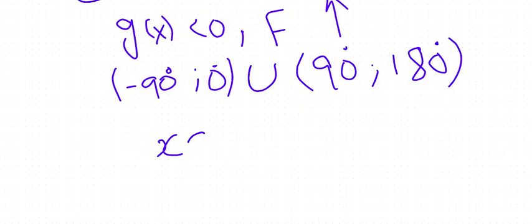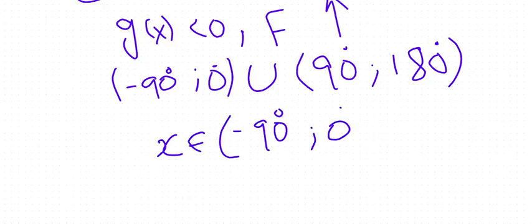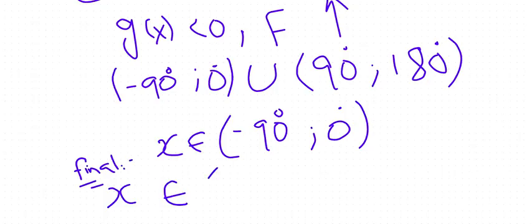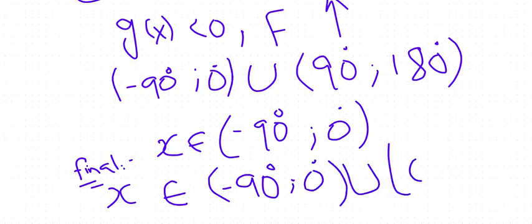Okay, so the final solution is a union of two cases. So we say that x belongs to minus 90 degree to 0 degree union 0 degree and 90 degree union. Okay, so this is the required answer for this question of 7.4.1.